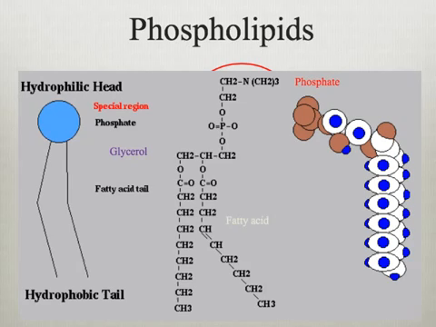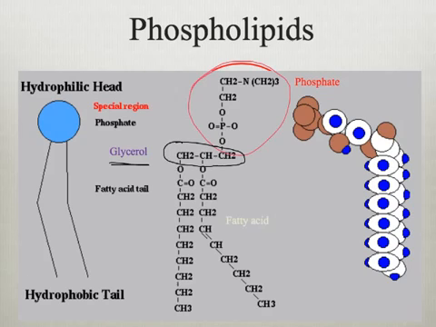Okay, so the next type of lipid we're going to talk about is the phospholipid, and this one is super important. This one's going to come back a lot in future units. The basic structure of a phospholipid should look very familiar to you because phospholipids look a lot like triglycerides. You can see, just like a triglyceride, they have a glycerol molecule right there.